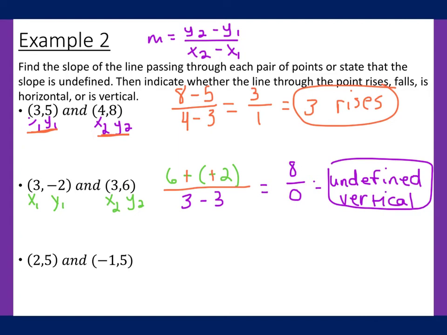And here, you end up with 5 minus 5 on the top, negative 1 minus 2 on the bottom. So that's 0 over a negative 3. We are allowed to have 0 over something. That gives us 0. And if we look, we have a 0 slope, and so that's a horizontal line.